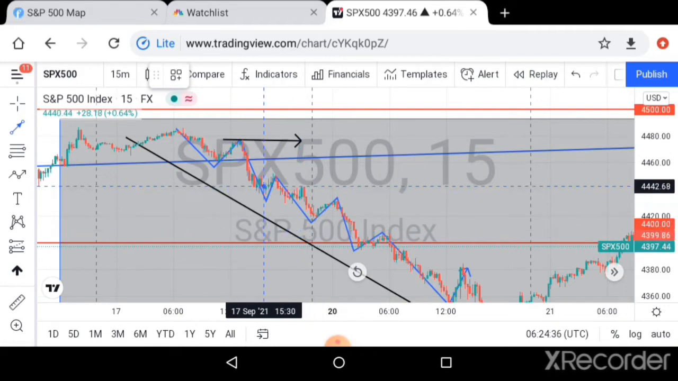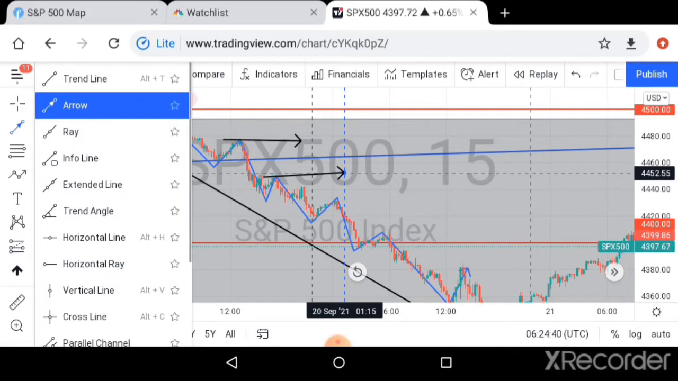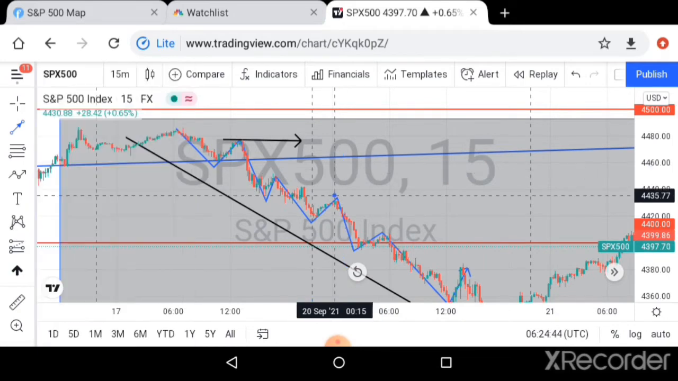I want to draft them down to you. These are all your structure points, all your structural points around this level.